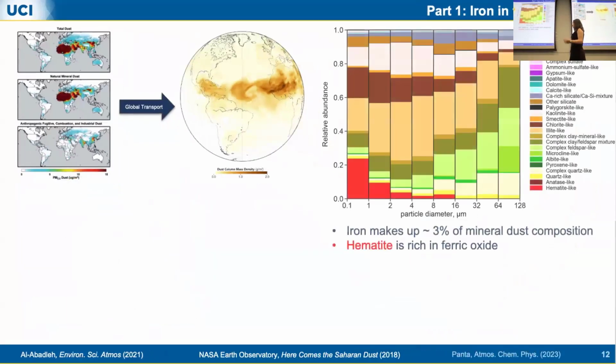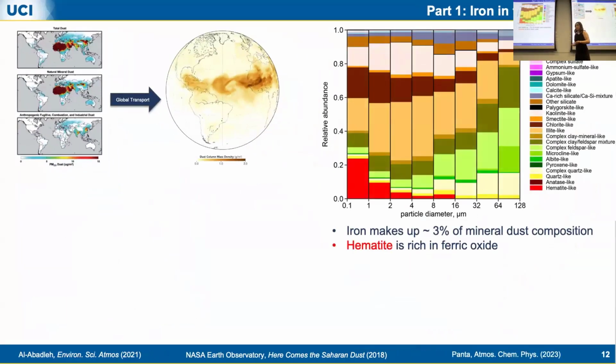And so if we want to know what the importance of that is, we need to know what type of minerals make up mineral dust. And so I'm not a geologist like Josh is. And so I read this paper where they categorized all the different minerals within mineral dust, and they found the relative abundance as a function of particle diameter. And what we know is that iron makes up about 3% of mineral dust composition, give or take. And then we also know that hematite is rich in ferric oxide. And so what I liked about this plot is you can clearly see that as you decrease in particle diameter, you're actually increasing the relative abundance of hematite that's present.